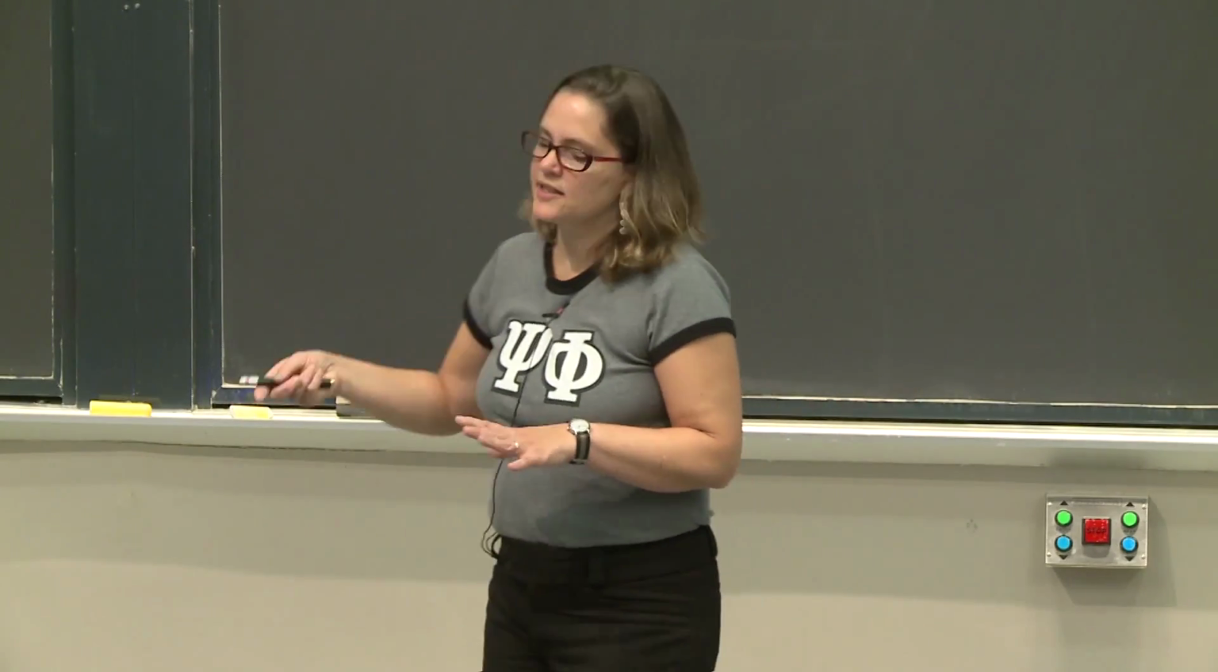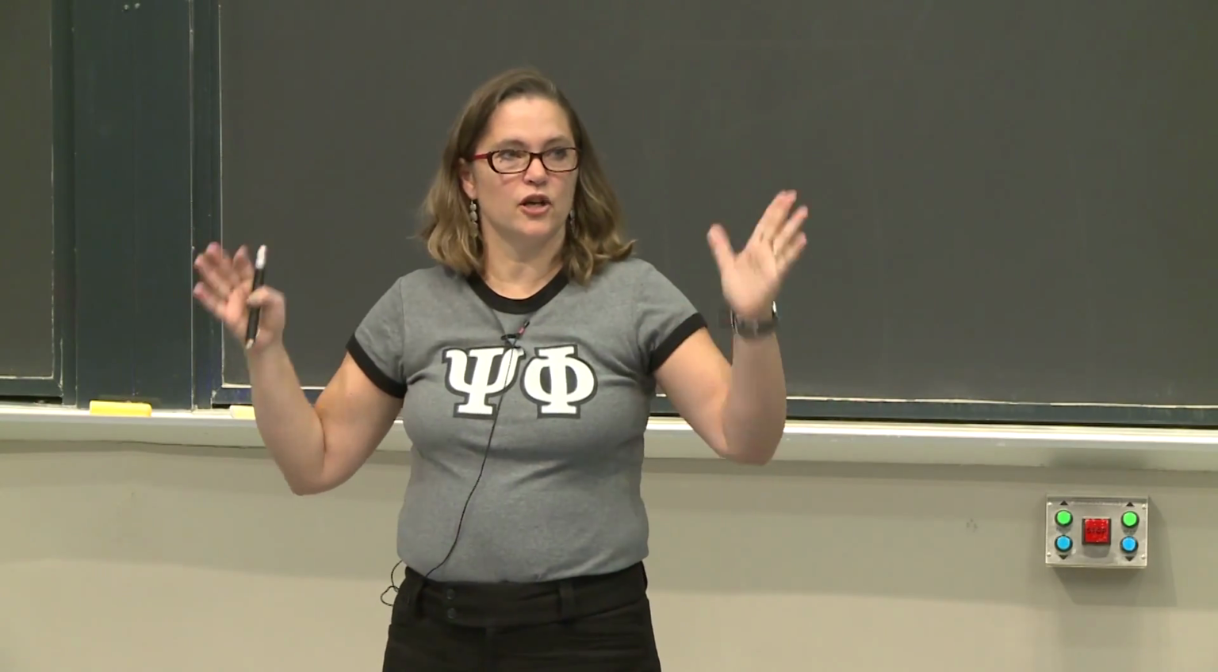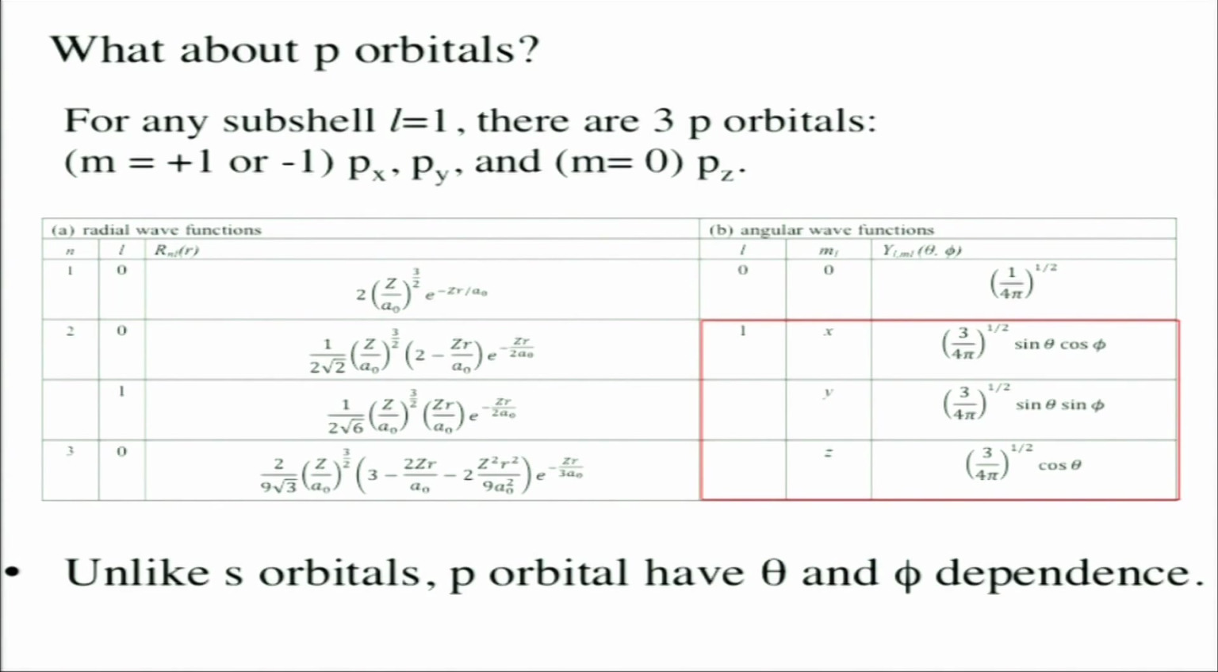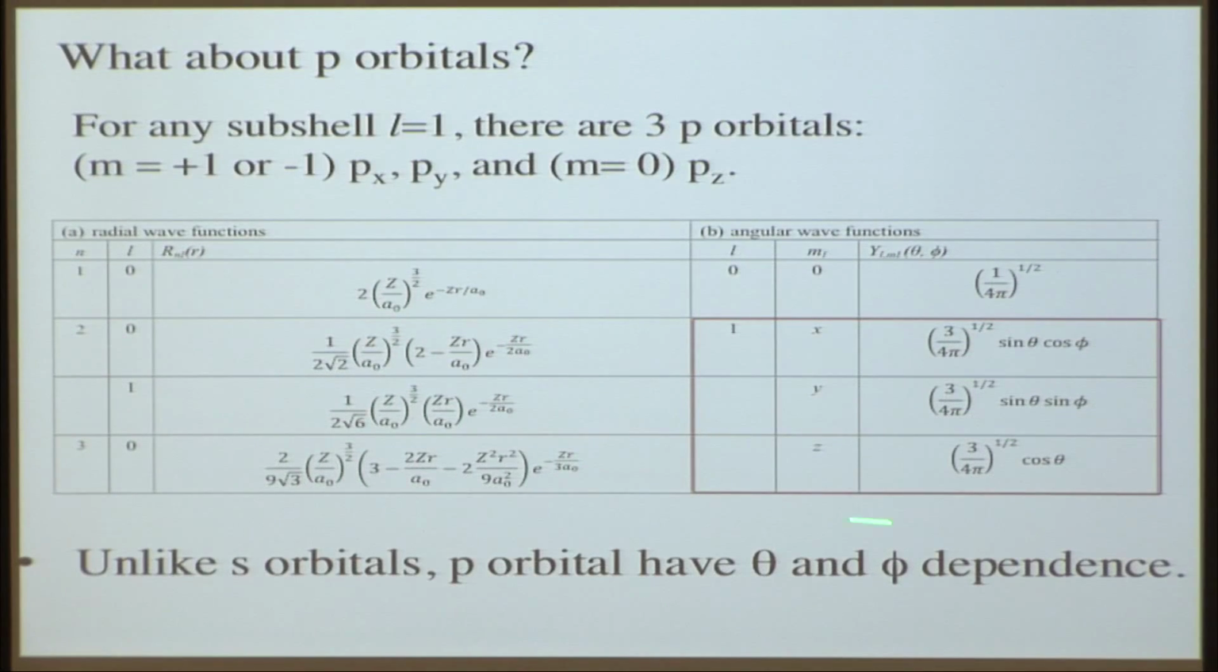OK, so let's consider other kinds of nodes, and we're going to come back to radial nodes. All right, so what about p orbitals? Here we have our table again. These are our p orbitals over here. And we have our n equals 2 cases here, and our L equals 1. So these are x, y, and z. So our 3 p orbitals over here.